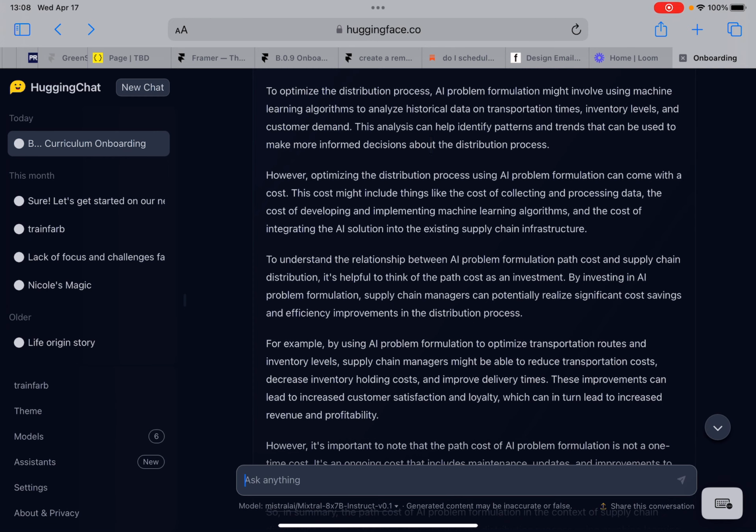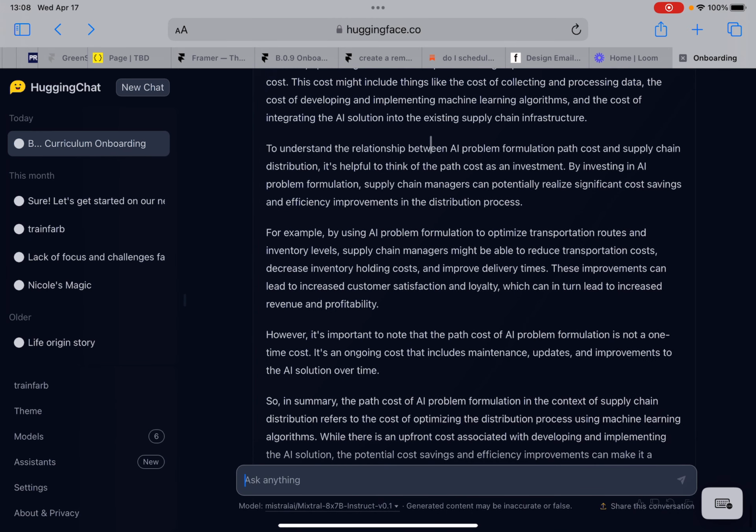This analysis can help identify patterns and trends that can be used to make more informed decisions about the distribution process. However, optimizing the distribution process using AI problem formulation can come with a cost. The cost might include the cost of collecting and processing data, the cost of developing and implementing machine learning algorithms, and the cost of integrating the AI solution into existing supply chain infrastructure. To understand the relationship between AI problem formulation path costs and supply chain distribution, it's helpful to think of the path cost as an investment.